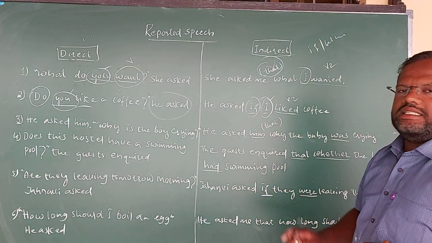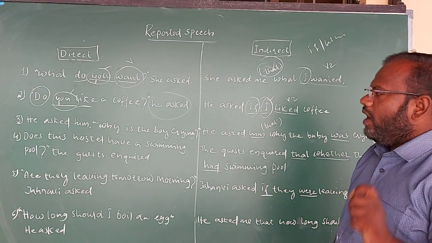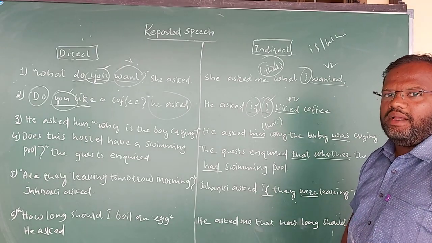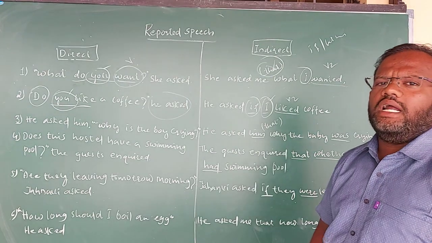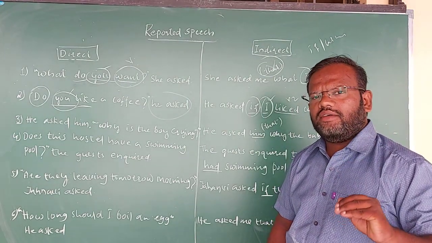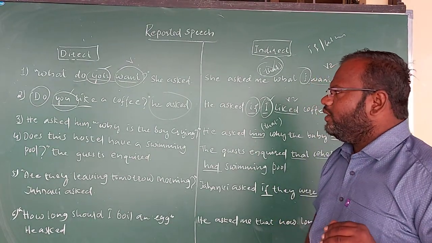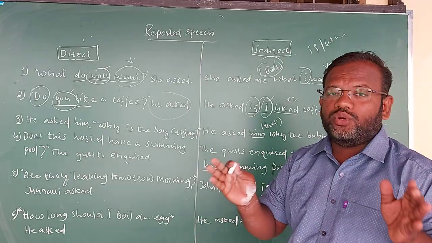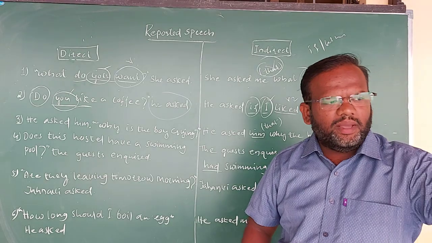Okay. He asked him, why is the baby crying? Why is the baby crying? Most of us are generally committing a mistake when we are making interrogative. What we are doing, that why the baby is crying we are asking, which is absolutely wrong. Why the baby is crying?